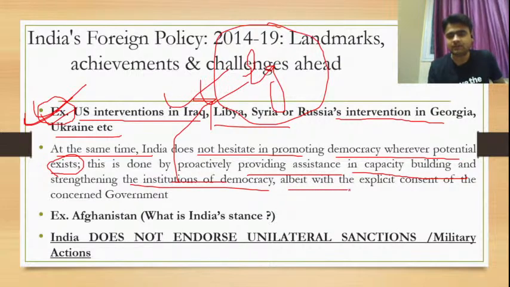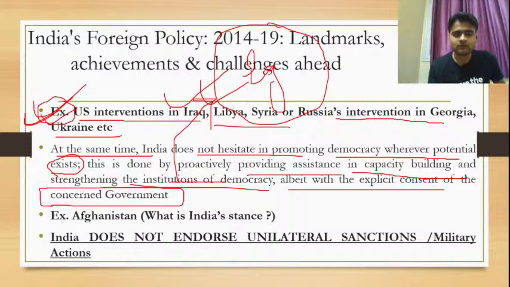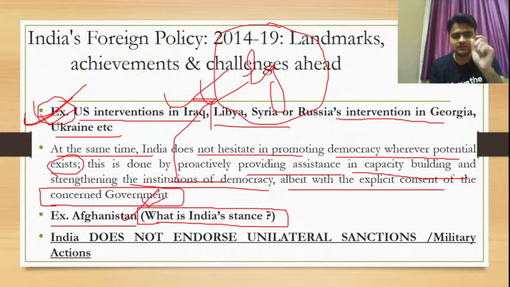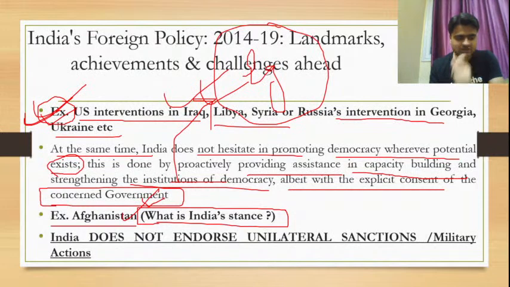Then albeit with the explicit consent of the concerned government, very, very important. Okay, we do whatever we do with the prior consent of the government of that particular country and not by our own will. Fine, that is very important. Then example Afghanistan. Now tell me what is India's stance on resolving the Afghanistan Taliban issue. Fine, there is a keyword which is coming in newspapers multiple times. Tell me what is that. Fine, this is the question for you.